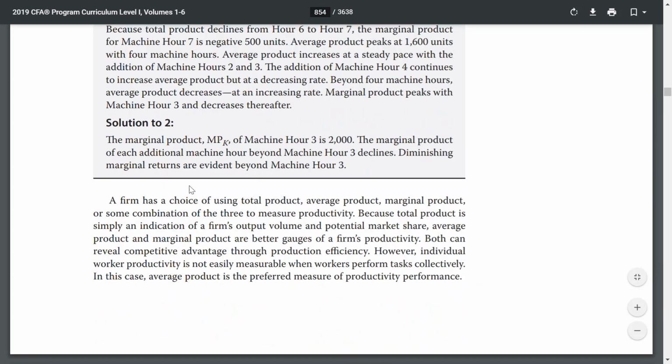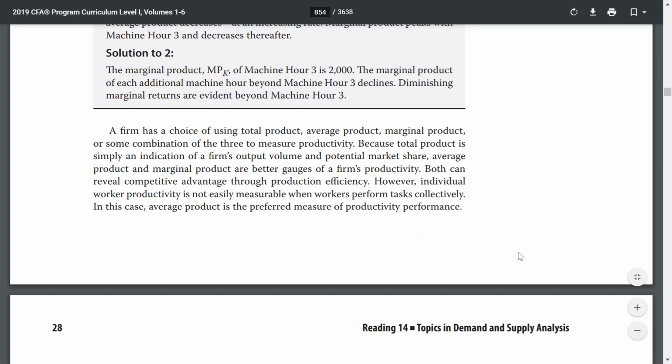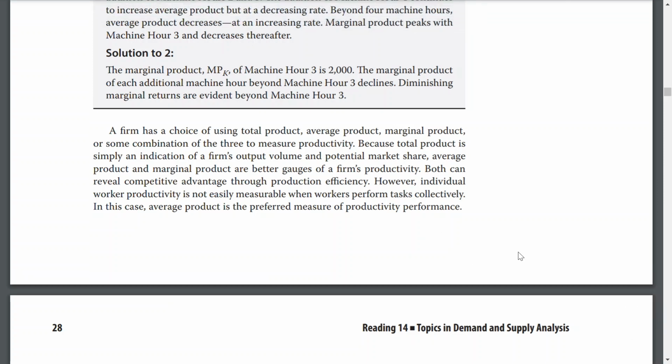A firm has a choice of using total product, average product, marginal product, or some combination of the three to measure productivity. Total product is simply an indication of a firm's output volume and potential market share. Average product and marginal product are better gauges of a firm's productivity. Both can reveal competitive advantage through production efficiency. However, individual worker productivity is not easily measurable when workers perform tasks collectively. In this case, average product is the preferred measure of productivity performance.